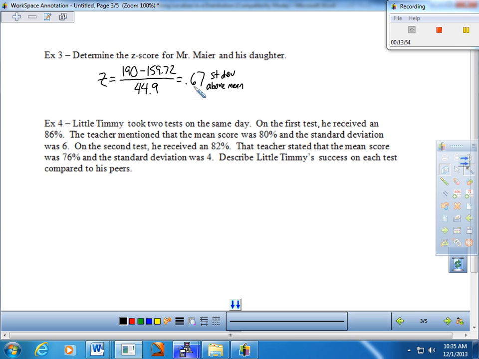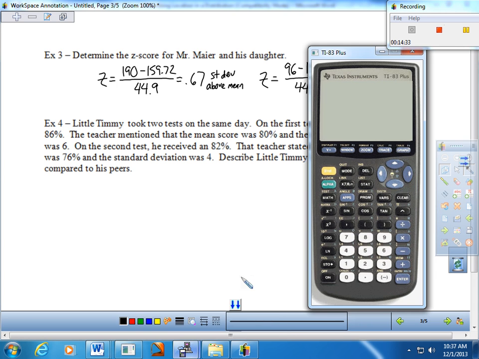All right, how about poor little Leah here? So her score was the 96. So let's see her z-score, and again, related to the standard deviation and the mean here. So 159.72, divide by the standard deviation, 44.9. So let's get her z-score and think about how we would reference it and how we might describe it. All right, I'll go ahead and bring this up as well. Let's see what we have going.